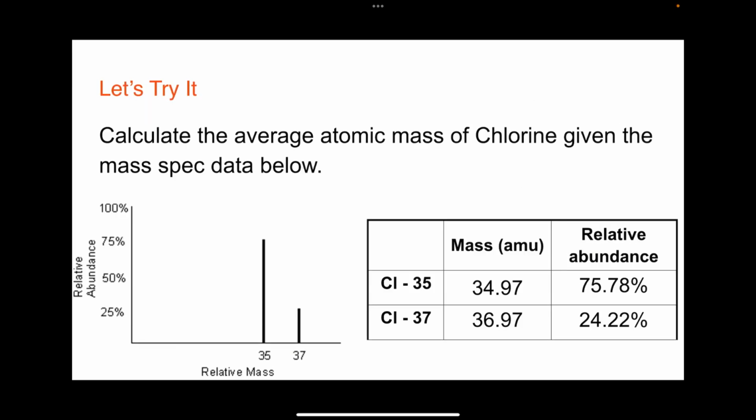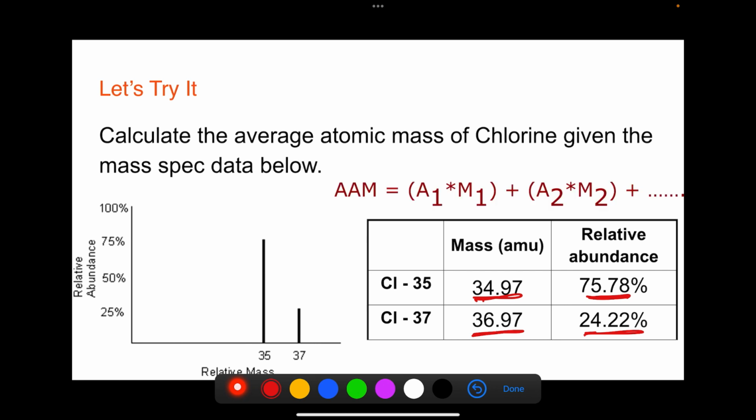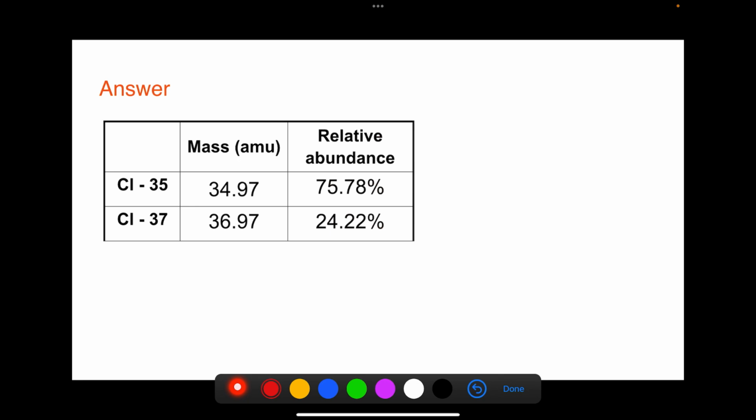So let's go ahead and calculate the average atomic mass of chlorine from the mass spec data that we looked at before. So here you see the mass spectrum. It has about 75% of the first isotope with a mass of 35-ish, and about 24% of that sample has a mass of 37. Remember, we're going to use this equation. Since we only have 2 isotopes, we only need these 2 terms here. So let's go ahead and do this math.